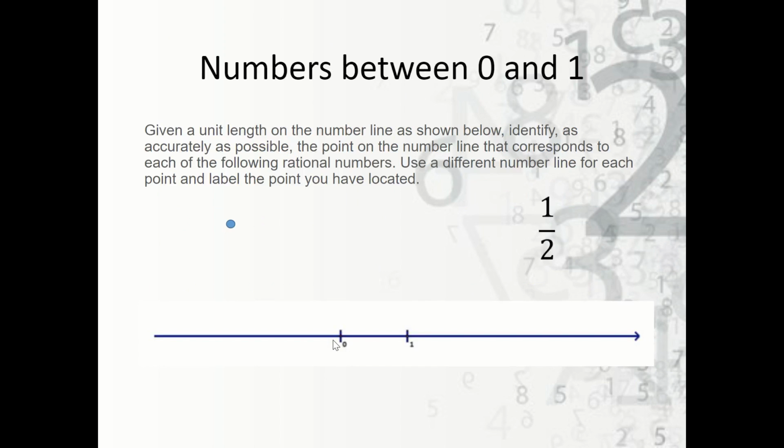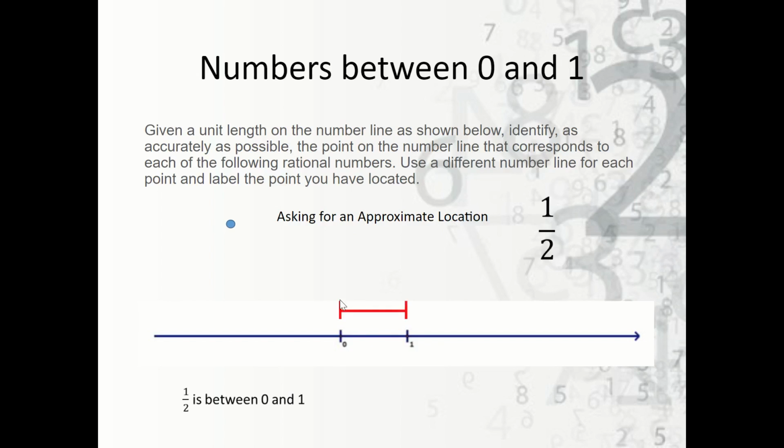So we're given this unit here. So this is the number line. We have 0 and 1, and we're going to try to plot 1/2 on the number line. Well, what we're going to do is we're going to kind of eyeball this. We are told that we're looking for the approximate location, so it doesn't have to be exact. So it should be somewhere in here. So 1/2 is between 0 and 1.